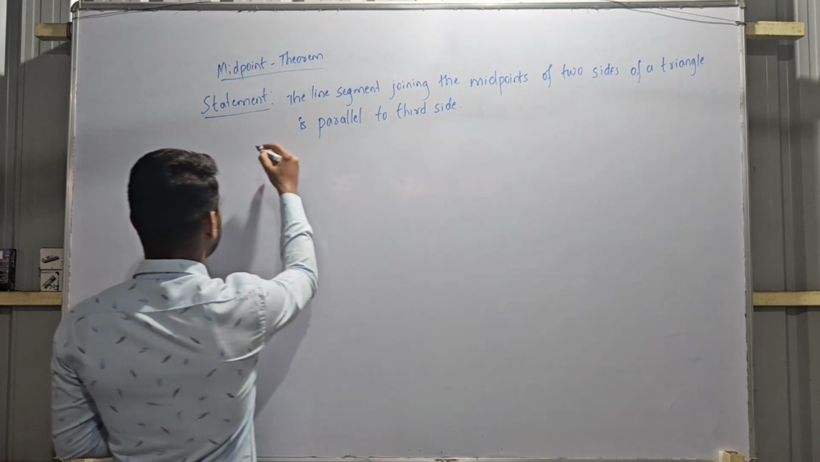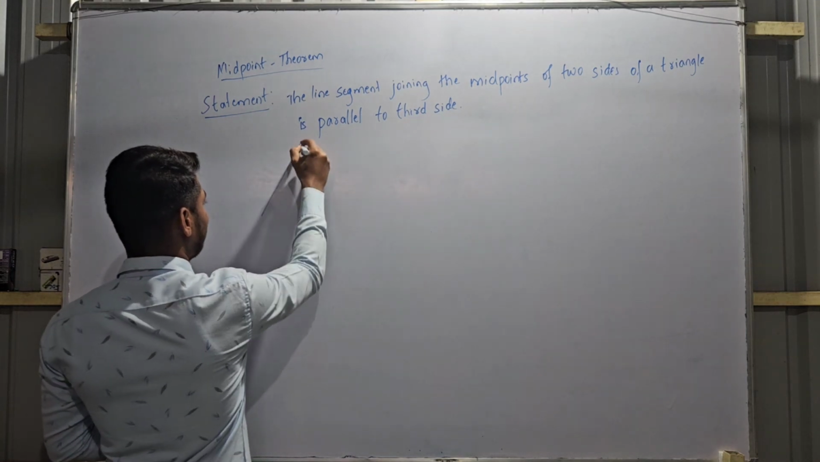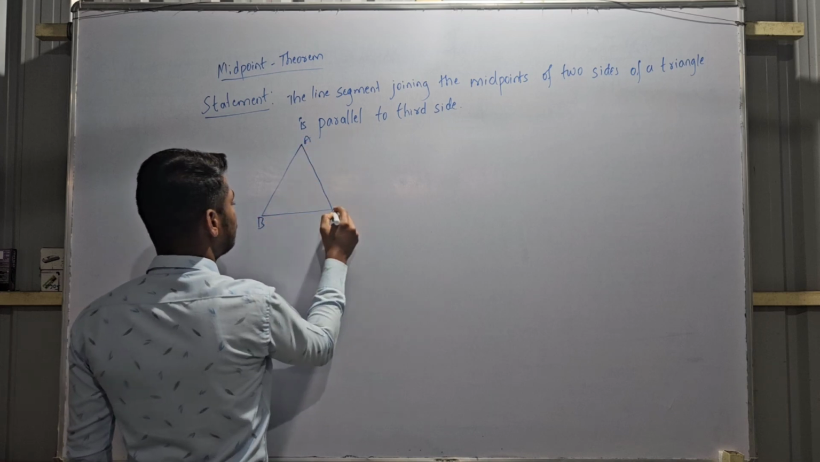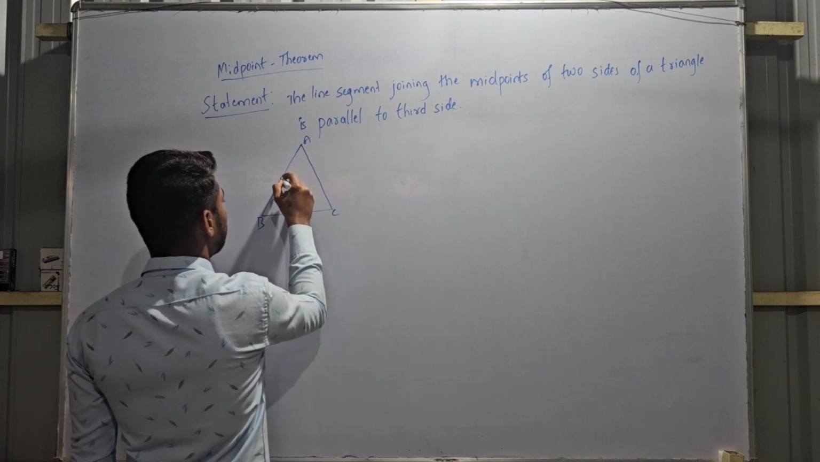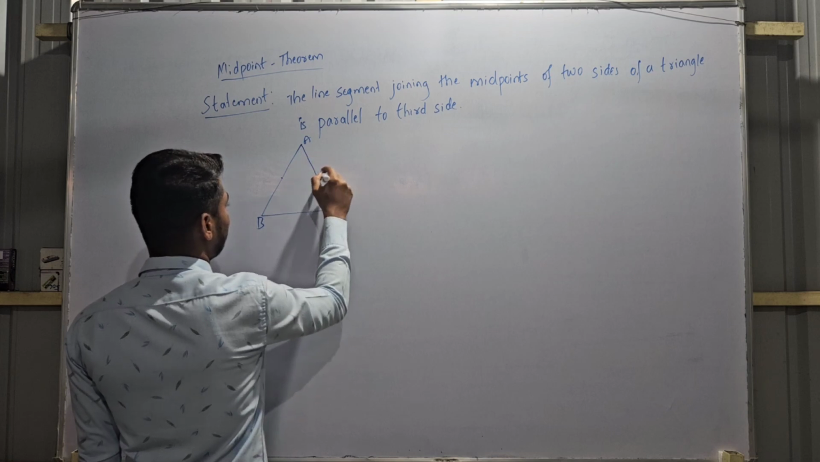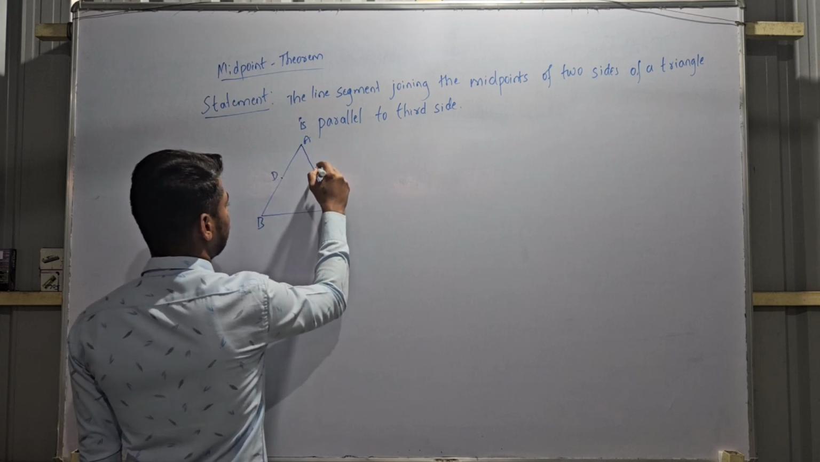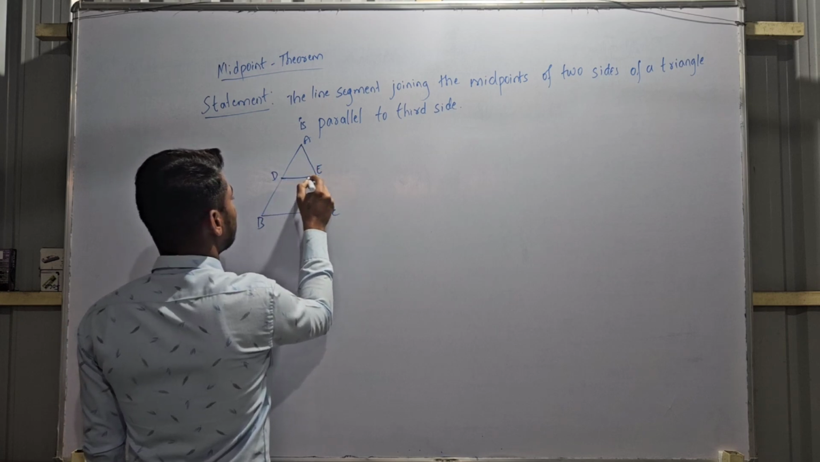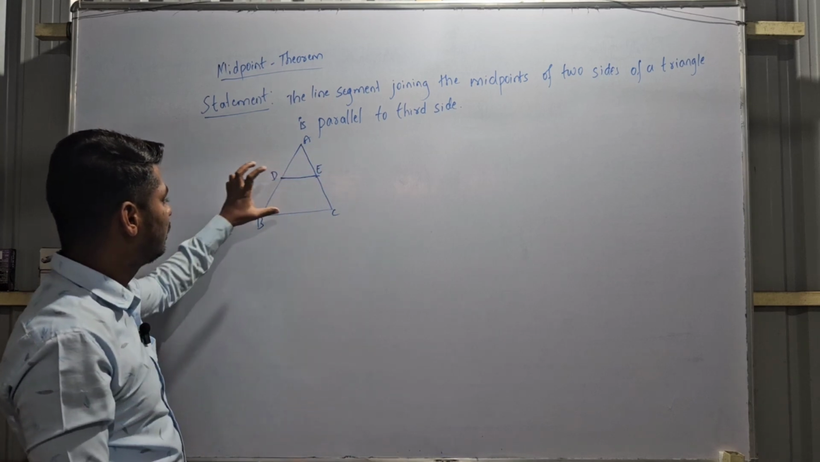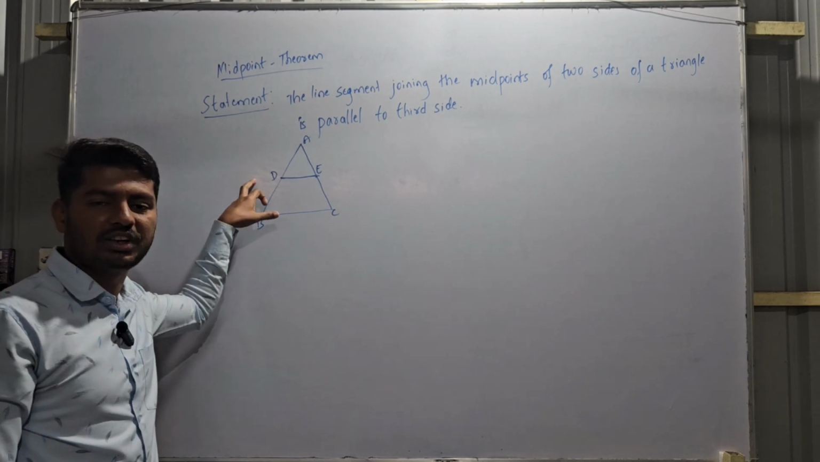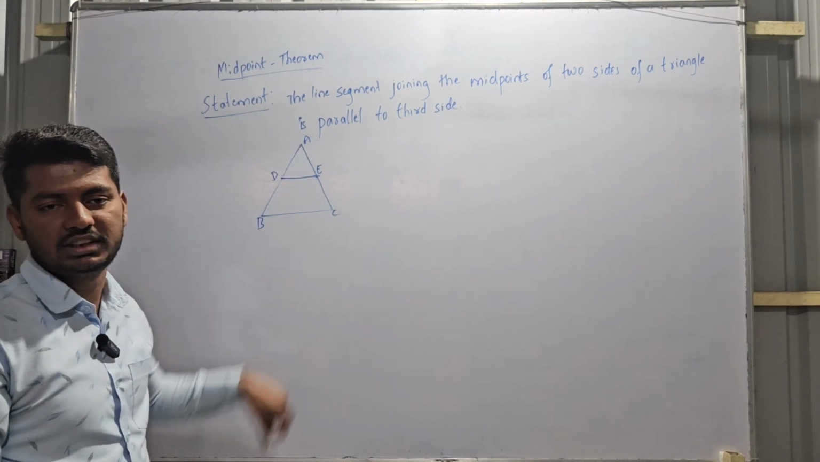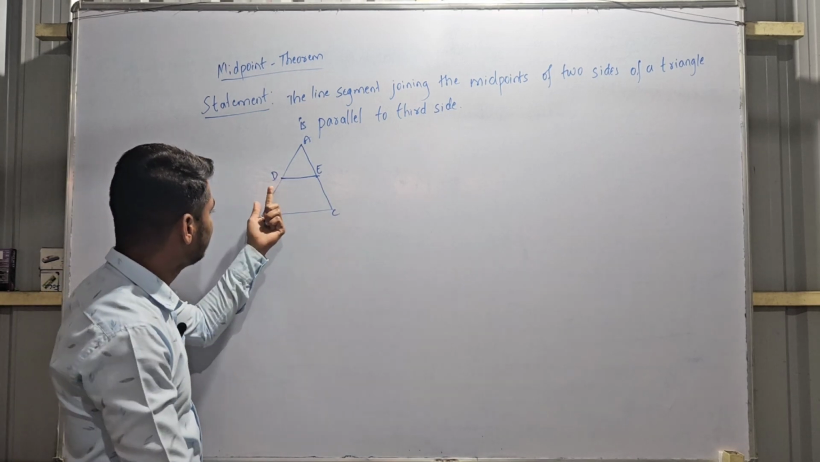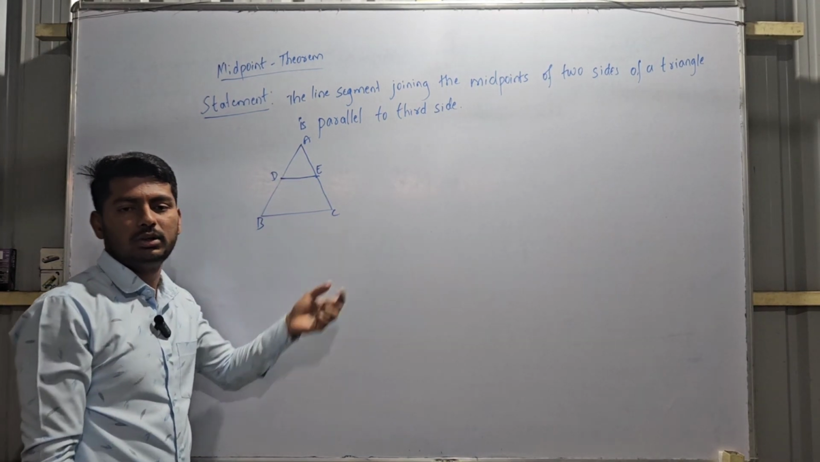Okay, we have to take a triangle here, ABC. So let us consider that this D is the midpoint of AB and E is the midpoint of AC. So join this. So this DE is parallel to BC. If it is joining the midpoints D and E of AB and AC respectively, then DE is parallel to BC. Also this DE is half of the side BC.